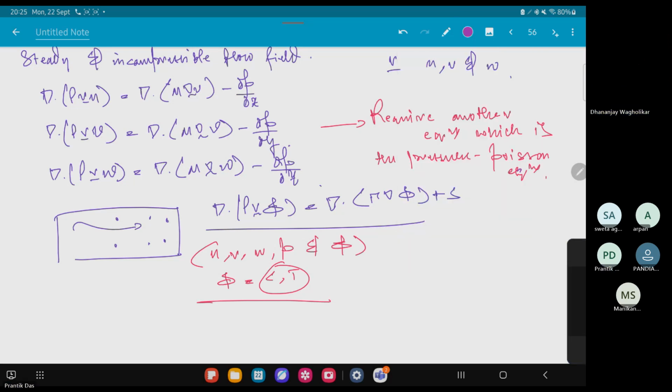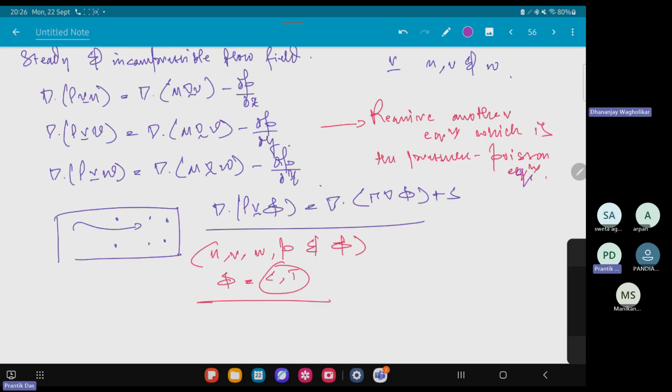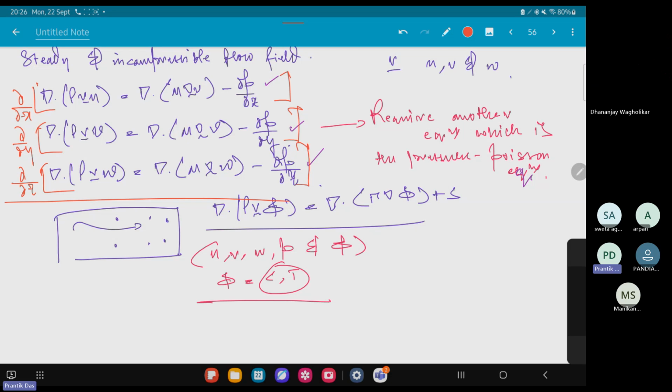Is it clear to all of you? Hello, am I audible? Yes, sir. In order to derive the pressure Poisson equation, we have to take the divergence of the momentum equations 1, 2, and 3. We take d/dx of the first equation, d/dy of the second equation, and d/dz of the third equation, add up these equations, and use the continuity equation whenever possible.